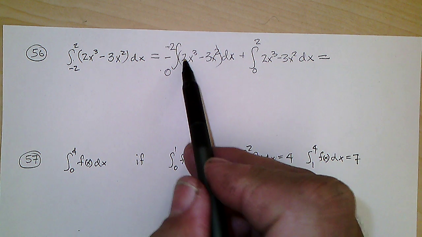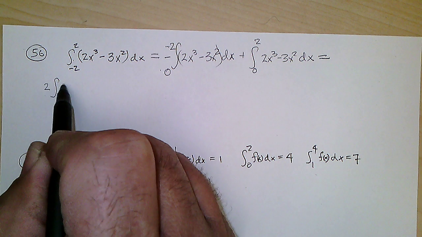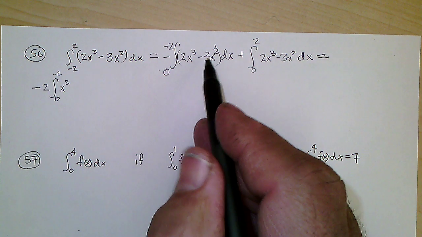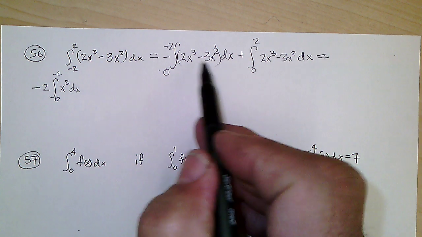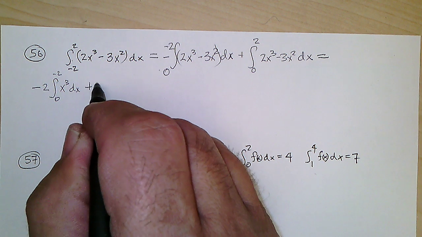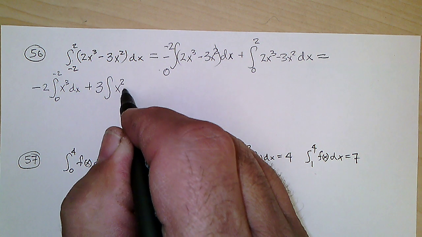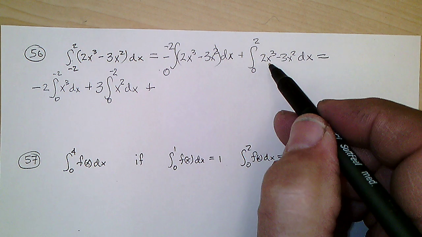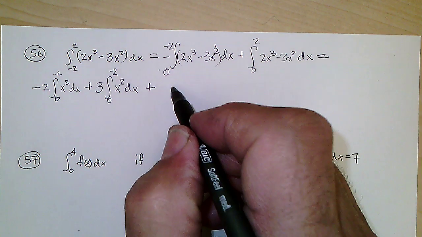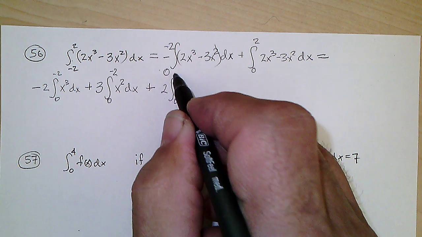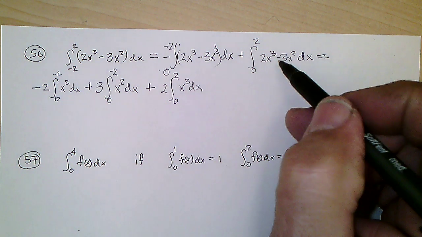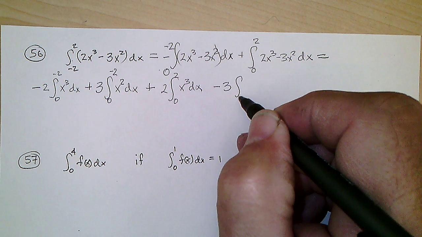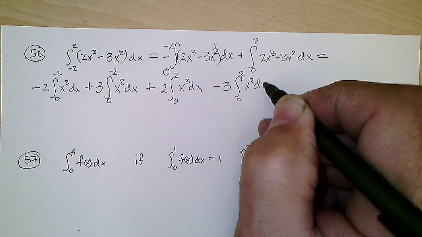And the 2 would come out, so I'm going to have the integral of 2 times x to the third from 0 to -2 with a minus on it, dx. And then I'm going to have a minus and a minus, which is plus 3 times the integral of x squared dx from 0 to -2. Plus this one is going to be 2 times the integral from 0 to 2 of x to the third dx. And this one's going to be minus 3 times the integral from 0 to 2 of x squared dx.